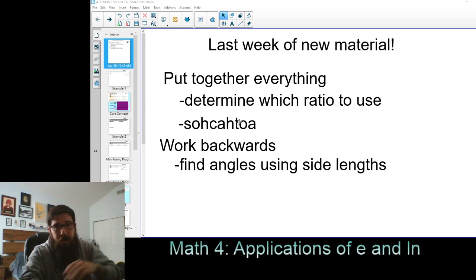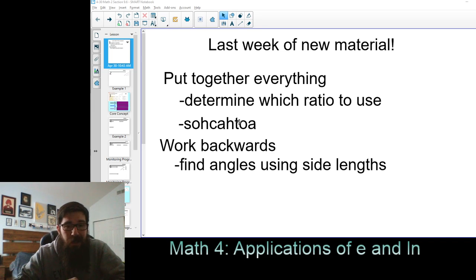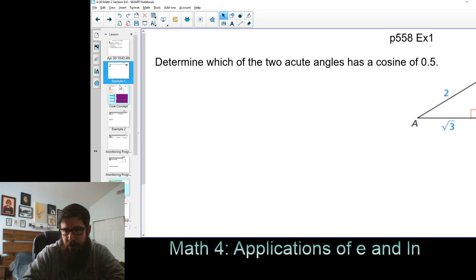We're going to do a little bit of practice with determining which one to use based on given information. And then because of algebra and how much we all love that, we've got to do a bunch of stuff working backwards. We're going to use this information about side lengths to go backwards to find angles. All right. As always, the teal slides are going to be sort of your toolkit stuff, and I can upload these once we're done. So, just to start off, though, page 558, example 1.